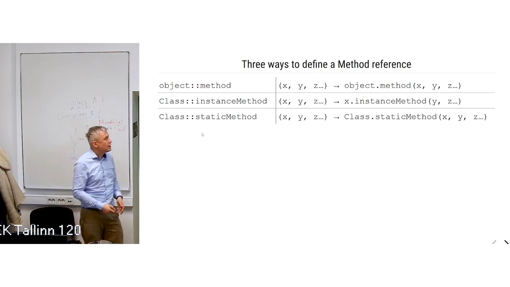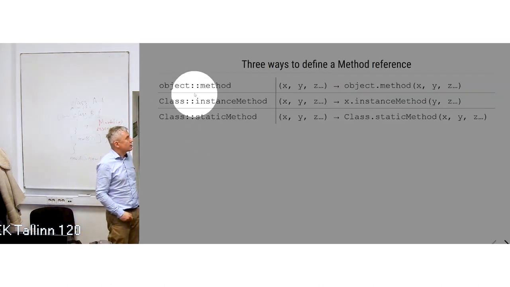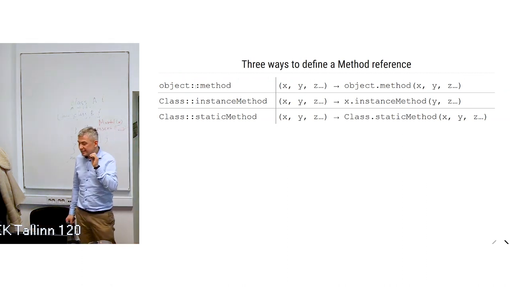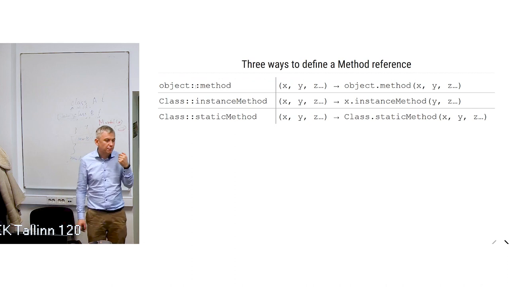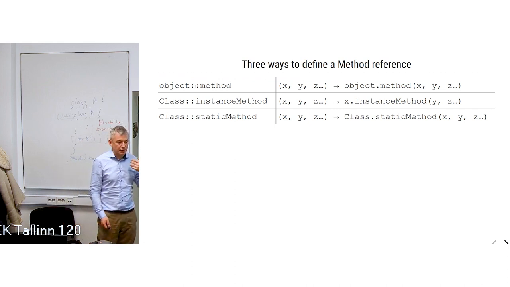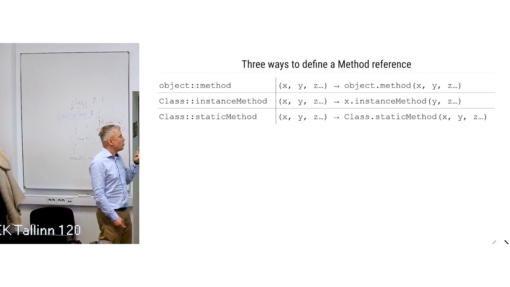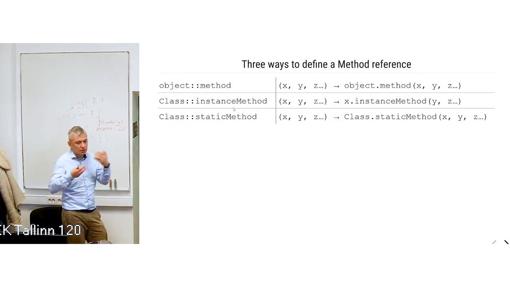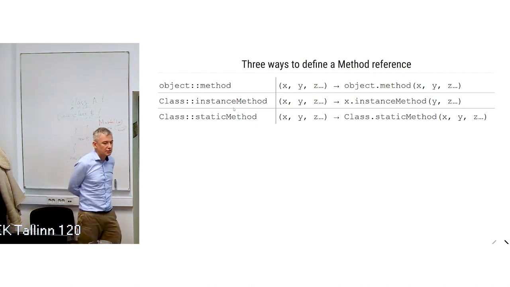So when you see double colon in Java, you must define for yourself what actually this means, because it might mean three different things. I just warn you, because many novice programmers capture just this one, maybe this one, but not this one, and they go crazy. They just cannot understand this method reference. There are three ways to define method references.